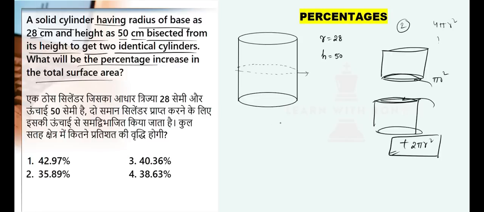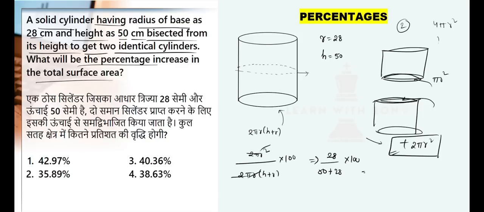Okay. So what is the total surface area of cylinder? 2 pi r (h plus r). So how do we find that increased percentage? So increased value divided by initial value multiplied with 100. That's all right. So 2 pi gets cancelled, r gets cancelled. So we are left with r value 28, h plus r 50 plus 28 multiplied with 100. So we are left with, if I cancel with 2, 1400 divided by 25 plus 14, 39% is our answer.